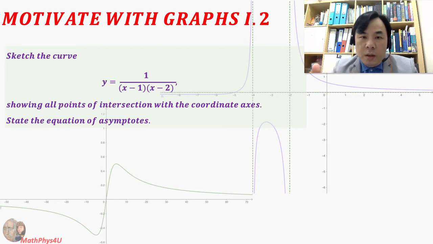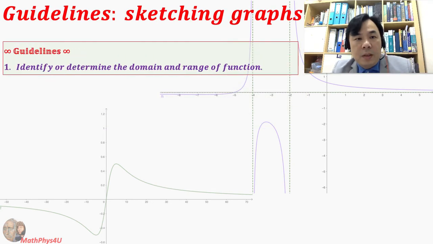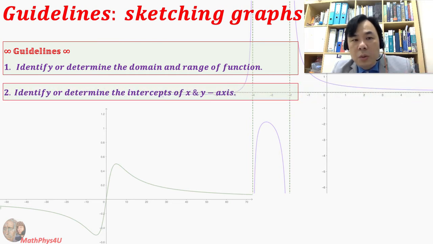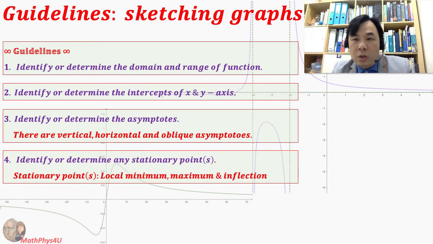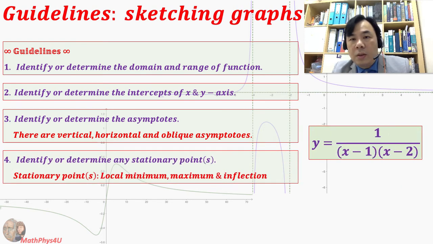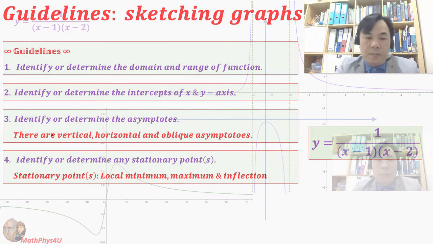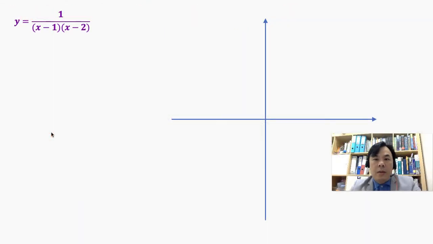Now, don't forget, always remind yourself of the rules. How do you sketch the graph? I'm going to highlight the rules one more time, just as a reminder. So you have guideline one, domain and range. Guideline number two, x and y intercepts. Guideline number three, identify any asymptotes. Number four, stationary points. Now, these are our next functions that we're going to sketch. All right, let's look at our next graph.